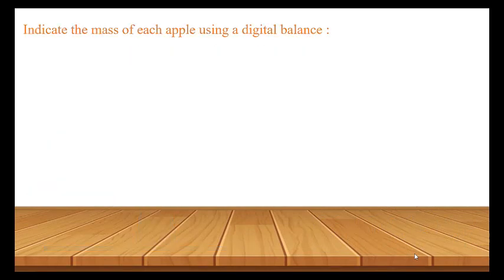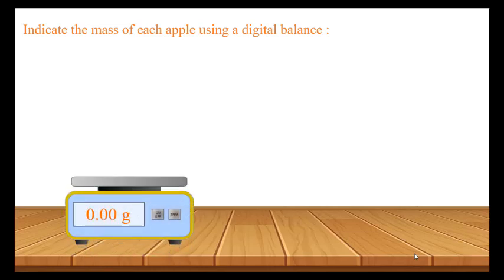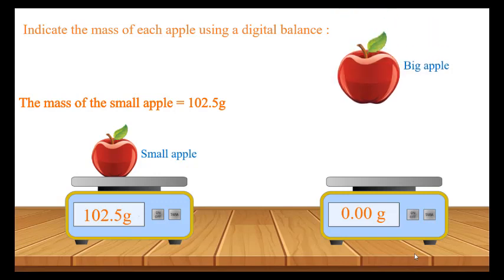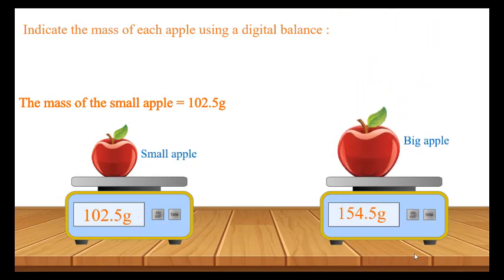Now let's find the mass of each apple using a digital balance. This is the first digital balance. Put the small apple on it. This balance indicates 102.5 grams. Then what will be the mass of the small apple? The mass of the small apple is equal to 102.5 grams. Bring the second digital balance and put the Big Apple on it. This balance indicates 154.5 grams. Then what will be the mass of the Big Apple? The mass of the Big Apple is equal to 154.5 grams.